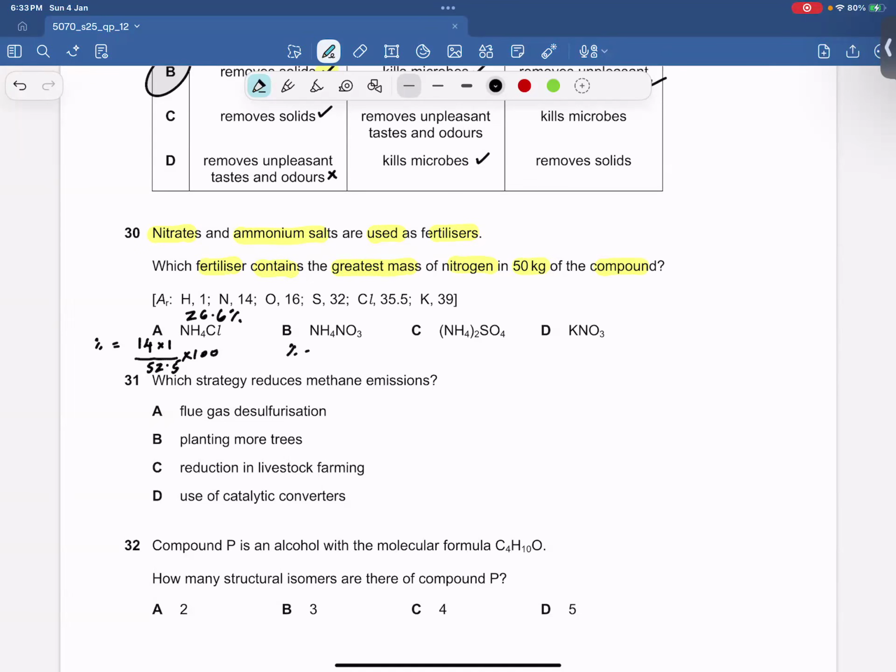Now in this case, the percentage of nitrogen. We have the Ar of nitrogen as 14. We have two atoms in the formula, so times 2 divided by the Mr of ammonium nitrate. So 16 times 3 plus 28 plus 4, it's 80. So technically 28 divided by 80 times 100 is going to be 35%.